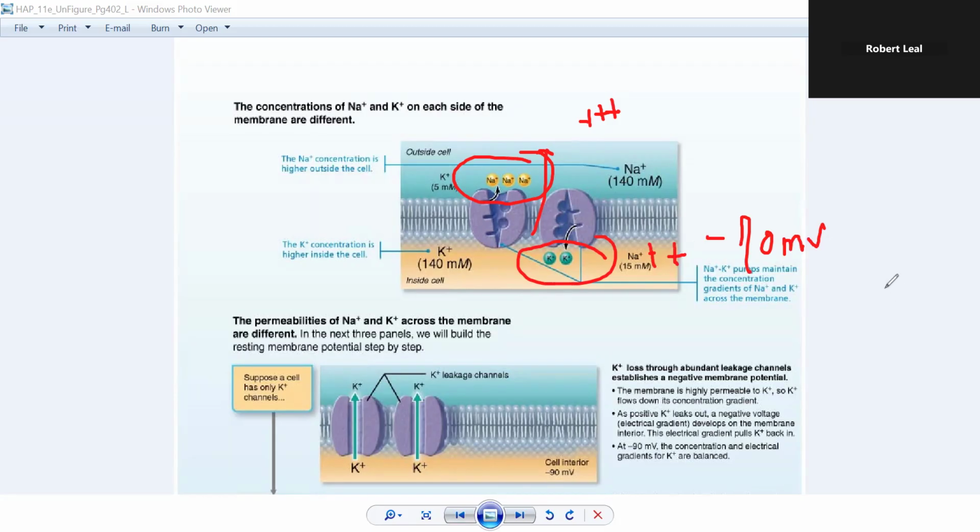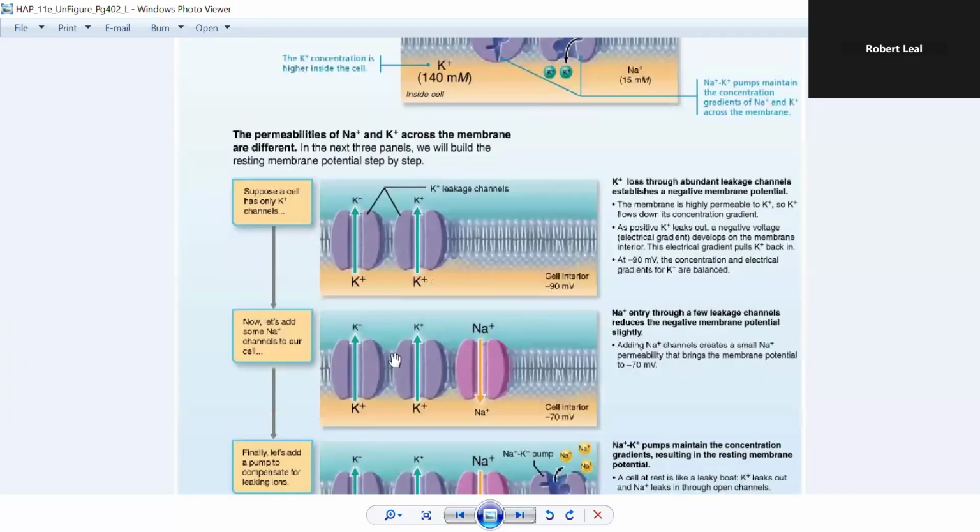Similar to a pump in a boat, if the boat had a leak, you'd want to pump out the water to keep the boat afloat. You also have channels that are naturally always open, called leaky channels. As I go down here, let me get the marker out. You have leaky channels, one for potassium, the other for sodium. Because there's more sodium outside, it wants to come in. And because there's more potassium inside the cell, it wants to go out.